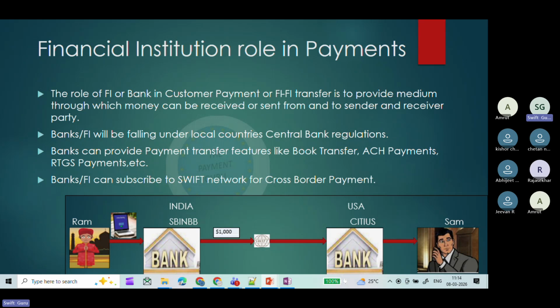What is the role of a financial institution or bank in terms of payments? The role of a financial institution or a bank in payment is that it acts as a medium via which you can send money or receive money. You definitely need an account within the bank by which you can receive funds. And to make a payment, again, you need some tool that banks provide to make a fund transfer.